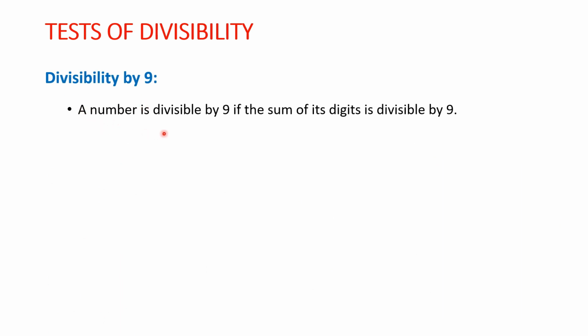Divisibility by 9. A number is divisible by 9 if the sum of its digits is divisible by 9. So to check whether the given numeral is divisible by 9, first we have to find the sum of the digits. If the sum of the digits is divisible by 9, then the given numeral is also divisible by 9. This is the same as the divisibility by 3 rule.